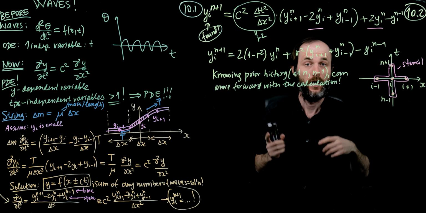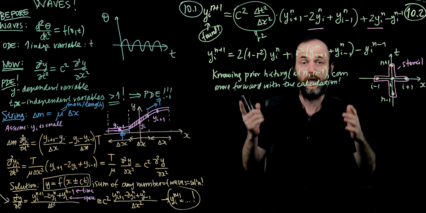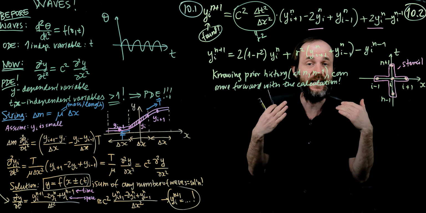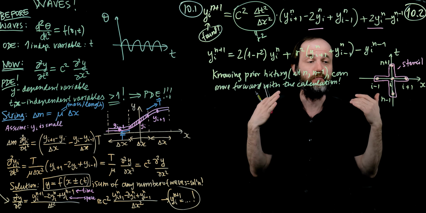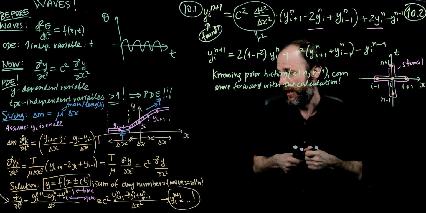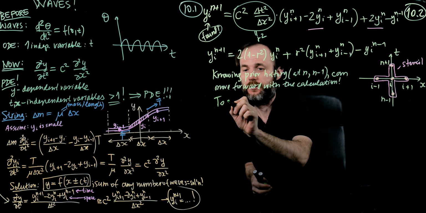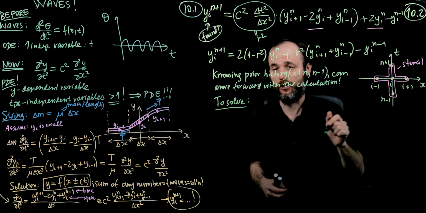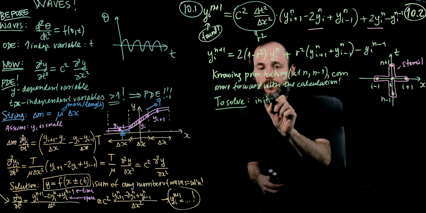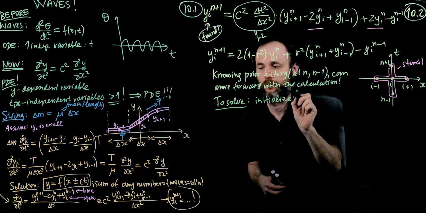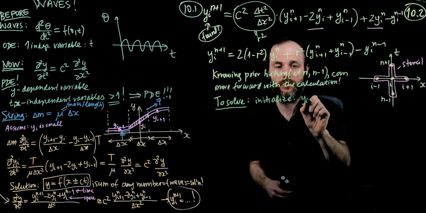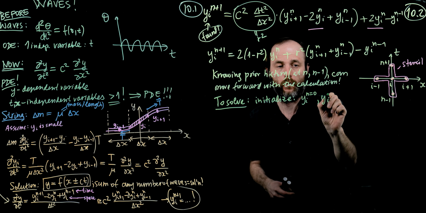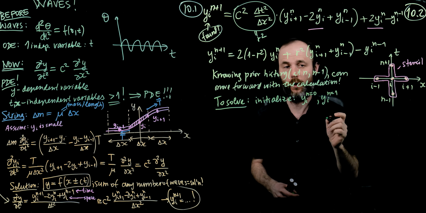That is fantastic. So how are we going to solve this equation? Well, we will need to give it some initial and boundary conditions. And for that, we will first initialize. So we're going to set y_i at n equals 0 and y_i at n equals 1.